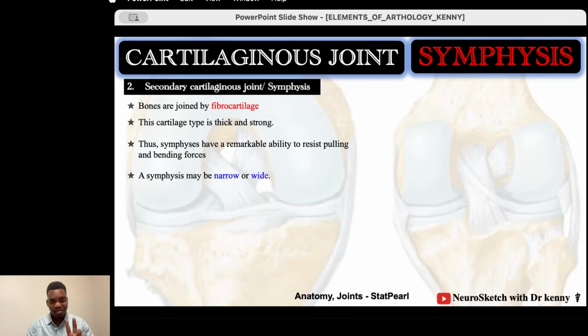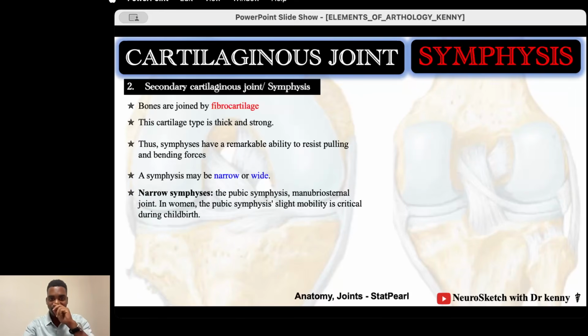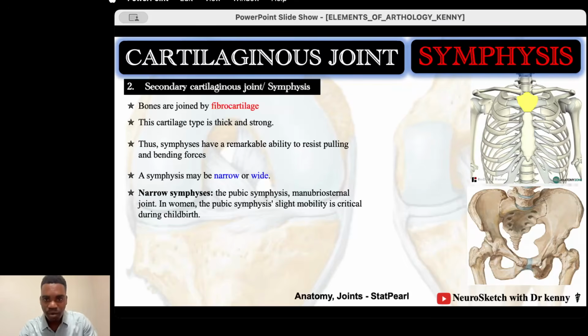So we have 2 types of symphysis: the narrow symphysis and the wide symphysis. An example of a narrow symphysis is the joint between the manubrium of the sternum and the body of the sternum. We call it the manubriosternal joint. Here we have a very thin, or narrow, fibrocartilage, and then a joint between two pubic bones.